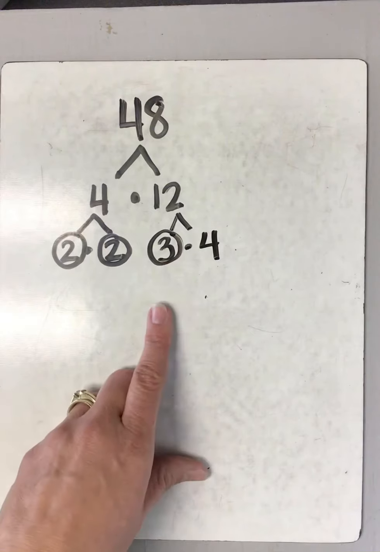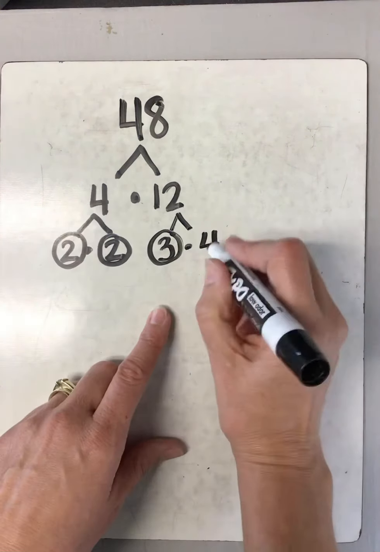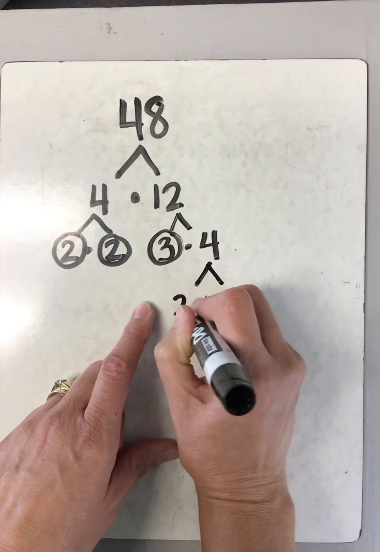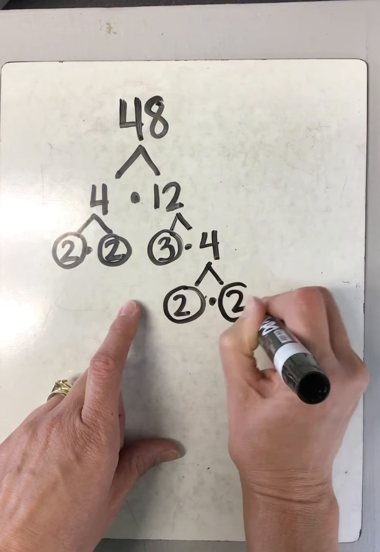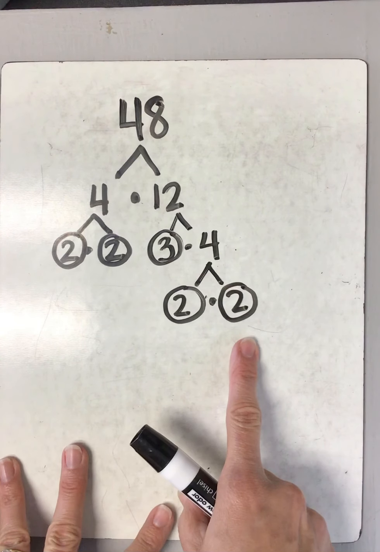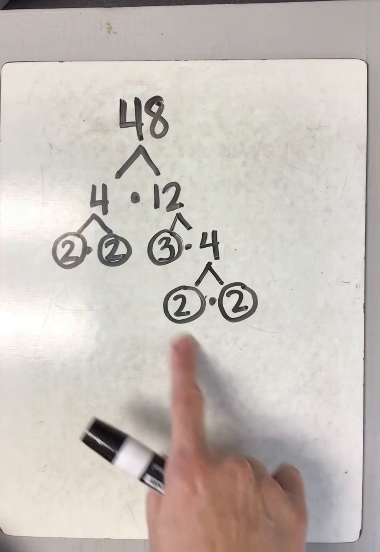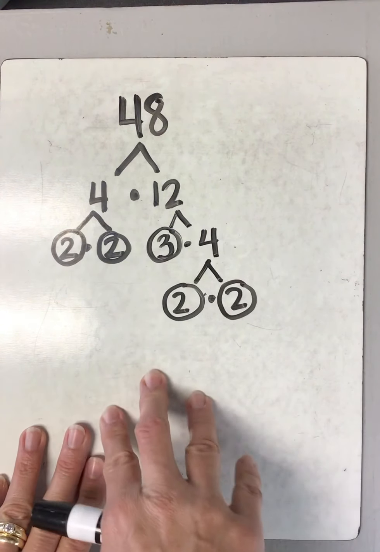I went ahead and circled my 3 because 3 is prime. However, we know 4 is not prime because we already encountered that before. Now I'm going to do 2 times 2 equals 4, so I can make each of these branches also end in a prime number. So I've circled every branch as it's ended, so I know exactly what numbers I need to multiply to equal 48.